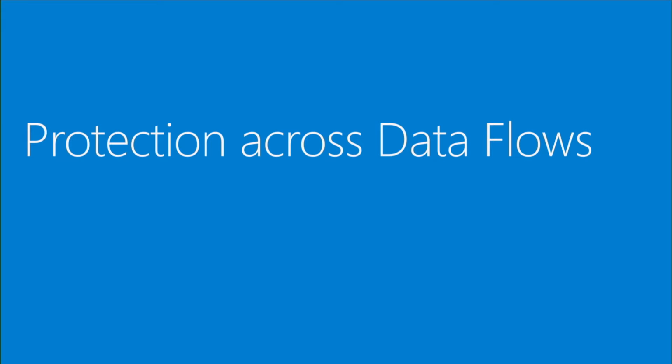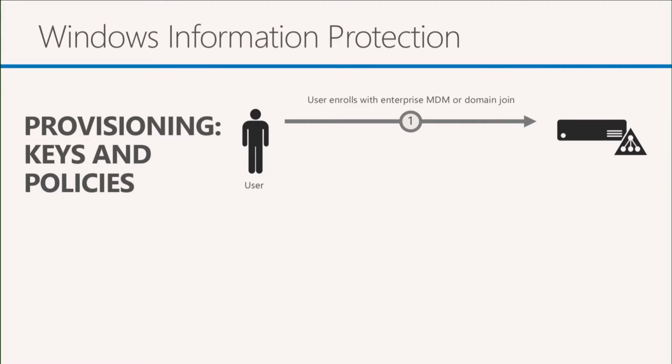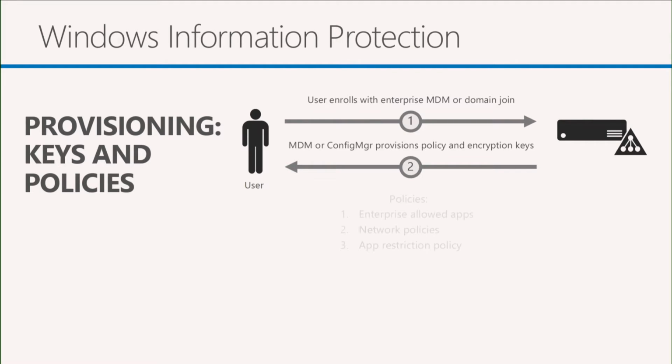So let's talk about those flows that we just showed. There's different data flows. We started at the very beginning. We provisioned the device. We enrolled it either in MDM or it was domain joined, and I'm getting policy through SCCM. That provisions policy. It also causes the device to create keys.